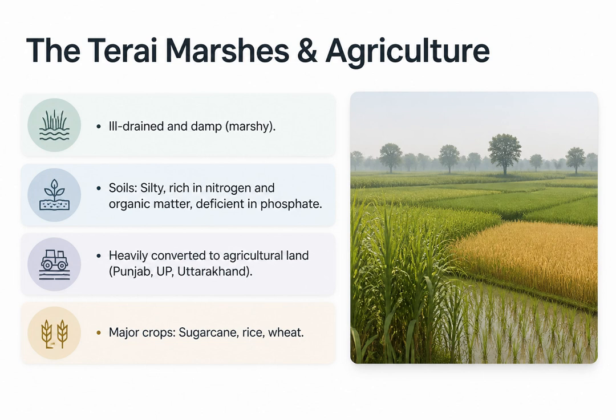The soils here are silty and packed with nitrogen and organic matter, though they do lack phosphate. Over time, human intervention has dramatically changed this landscape. Most of the Terai land, especially in states like Punjab, Uttar Pradesh, and Uttarakhand, has been cleared and drained to create highly productive agricultural land. Today, it yields massive crops of sugarcane, rice, and wheat.